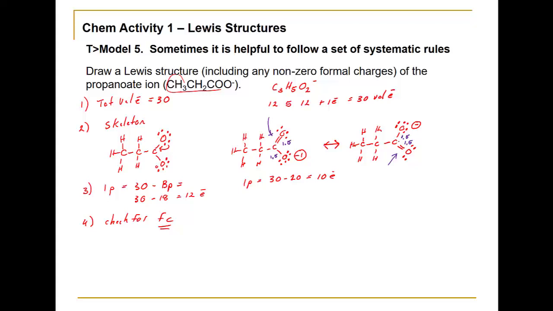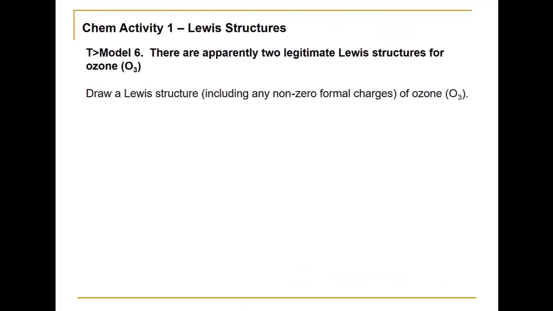Let's move on to one last example associated with this chem activity. At this stage, I ask you to draw the Lewis structure for ozone. So you're going to put into practice those steps. I ask you to apply the systematic approach. Step 1, total number of valence electrons. Step 2, draw a skeleton. Step 3, determine the number of lone pairs. And then check for formal charges. Again, it may be an iterative process. That is, you might need to go back.